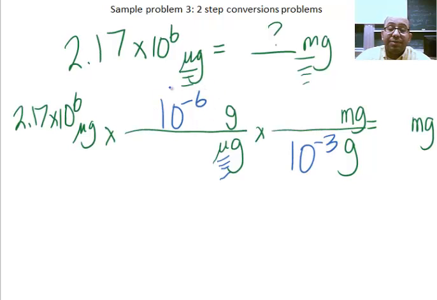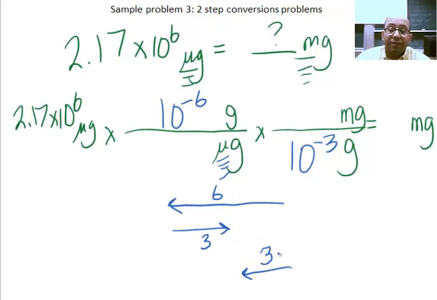You're going to move the decimal place 6 times to the left because you're multiplying by 10 to the negative 6. And you move it 3 times to the right because this is on the bottom of the fraction. So remember, 6 times to the left, 3 times to the right, which means overall we're going to move it 3 times to the left overall.